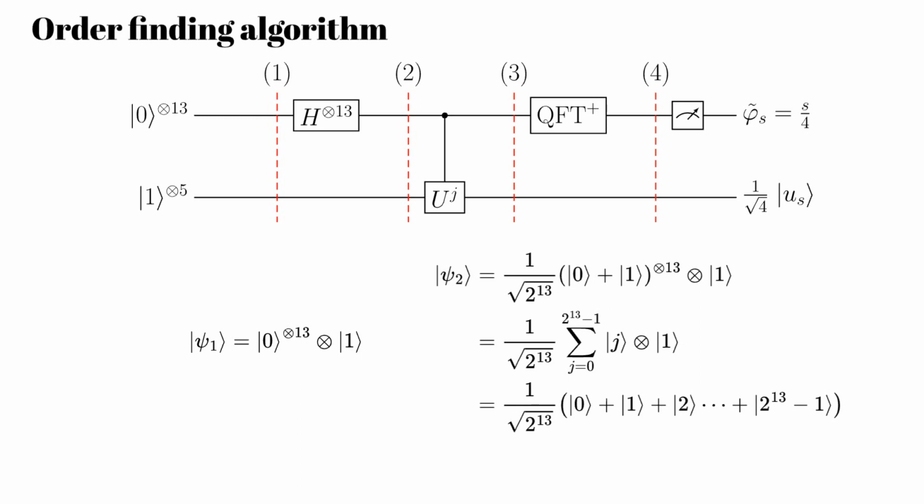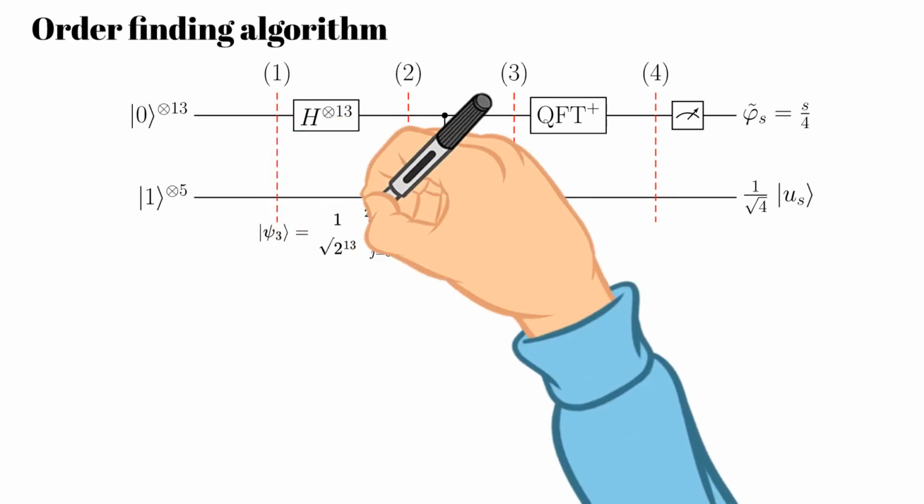Then, for our next step, we apply the controlled U operations to the state in the second register. Each qubit in the first register now decides whether to apply U on the second register. If a qubit is in state 0, nothing happens to the second register. If it is in state 1, we apply the operator U to the qubits in the second register. Since the first register is in a superposition of zeros and ones, the controlled U operations on the second register also become a superposition state. After we apply the controlled U operations, the combined system moves into what we call psi3.